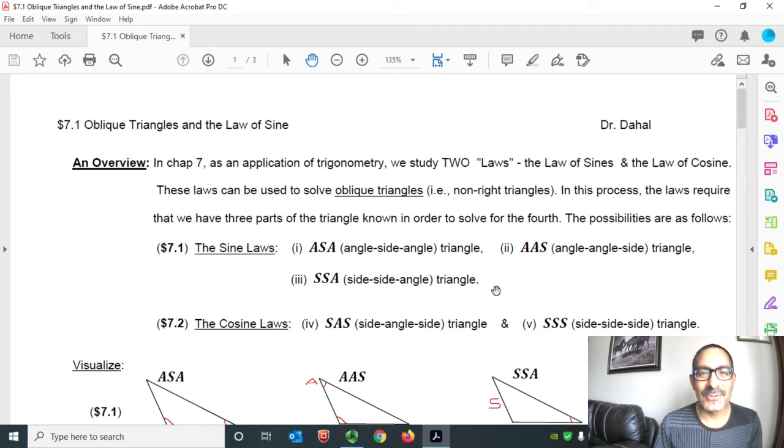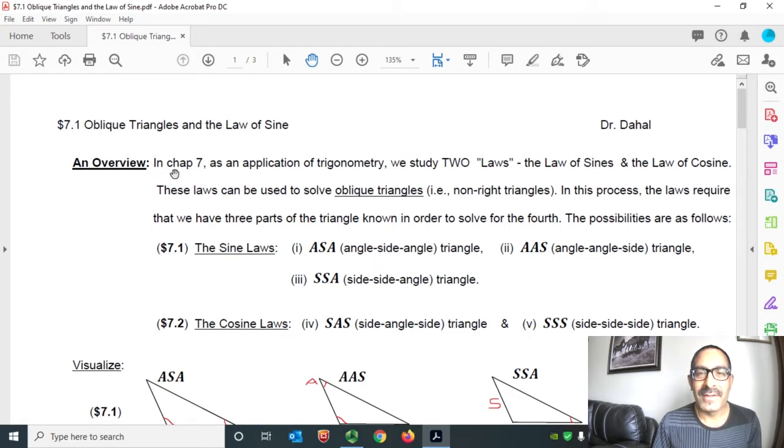In today's class we are going to start chapter 7, and I am going to cover section 7.1, the oblique triangle and the law of sine. So let me begin the class right away. First let me give you an overview of chapter 7.